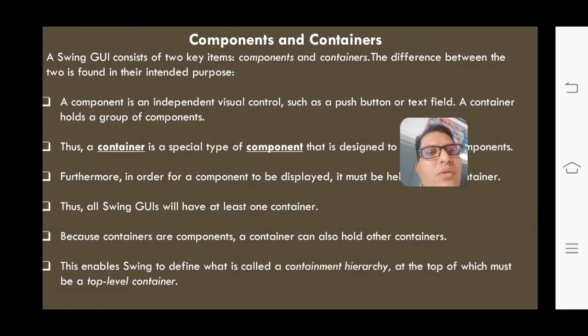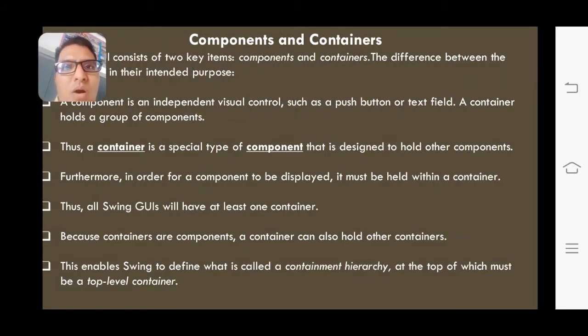Now, because containers are components, a container can also hold other containers. Why is it like that? A container can hold components, and it can also hold other containers. So it is a place where we hold components, and it also holds other containers. This enables Swing to define what is called a containment hierarchy.